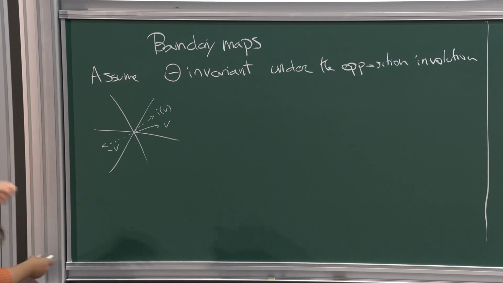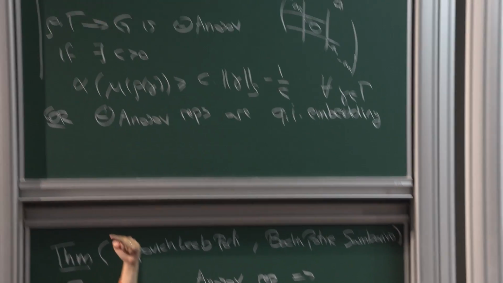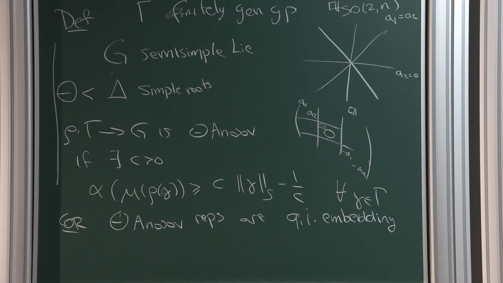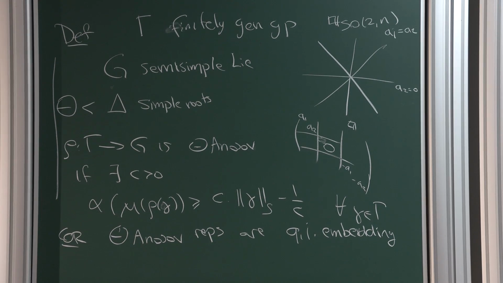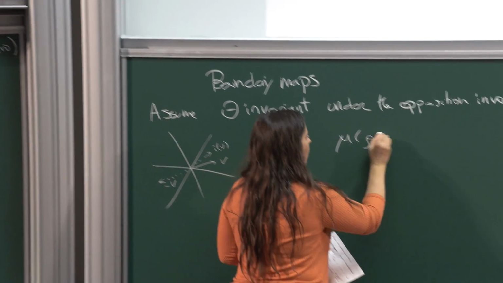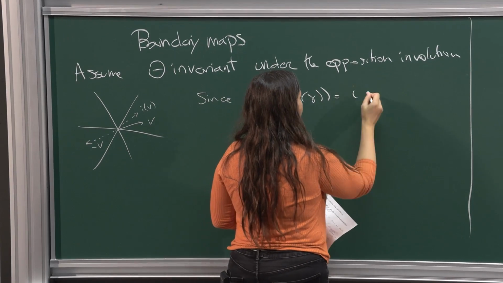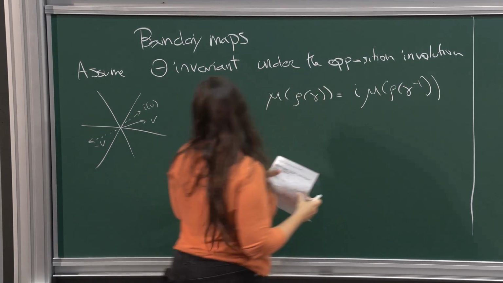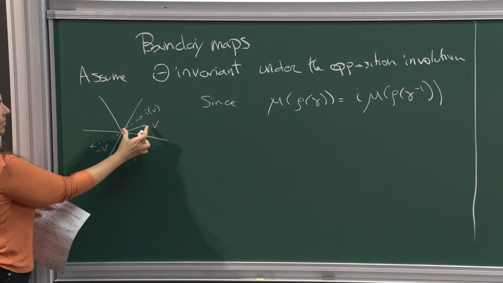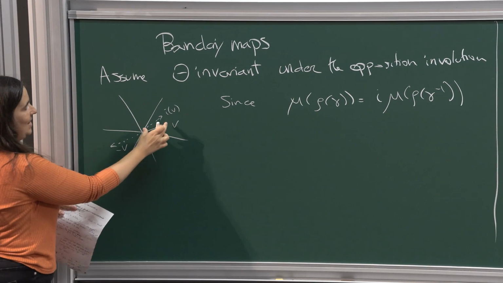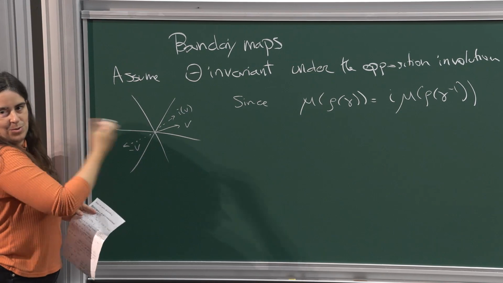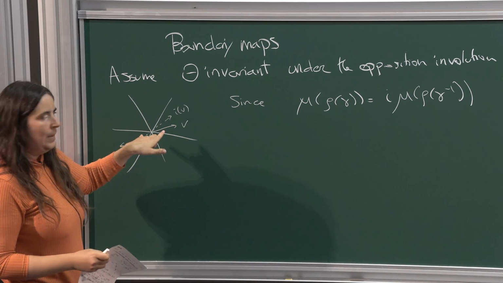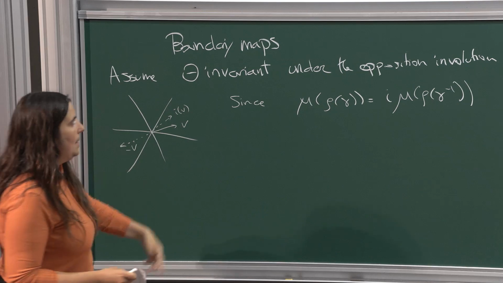But the point is that the Cartan projection of rho of gamma inverse is the opposition involution of the Cartan projection of rho of gamma. So being Anosov, since mu of rho of gamma is equal to iota of mu of rho of gamma inverse, the idea is that the vector associated to gamma inverse is nothing but minus the vector of gamma. So doing the inverse is like taking a minus sign on this vector, and then I bring it back to the Weyl chamber for what I was doing.